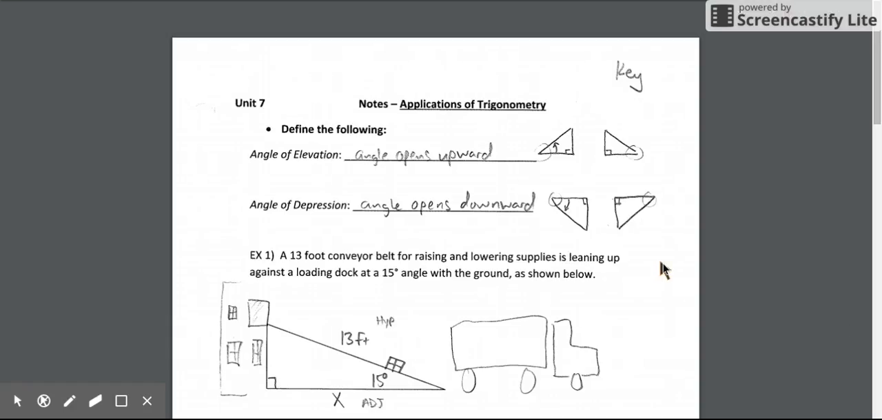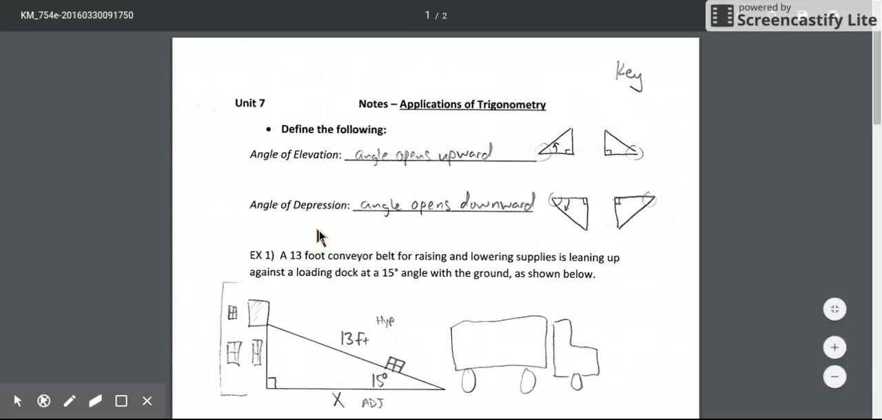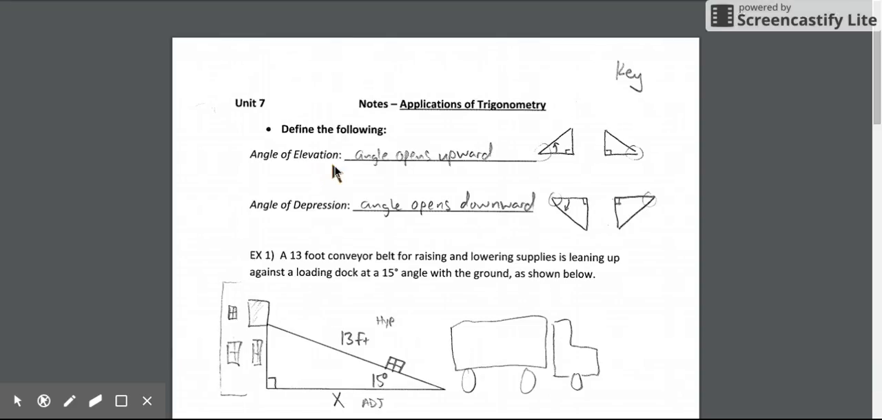In this video, we're going to be using trigonometry to solve some application problems. Before we do that, there's a couple terms that we need to define. An angle of elevation. Elevate means to look up or to go up. So an angle of elevation would be the angle that opens upward. So we could say it's this one, or if we flip the triangle, it's over here. It's always the angle that is opening upward.